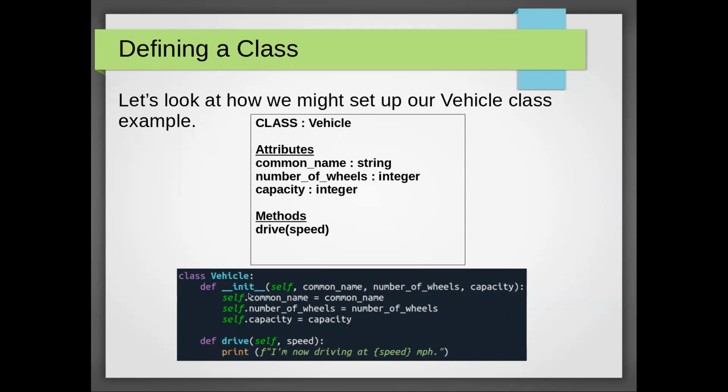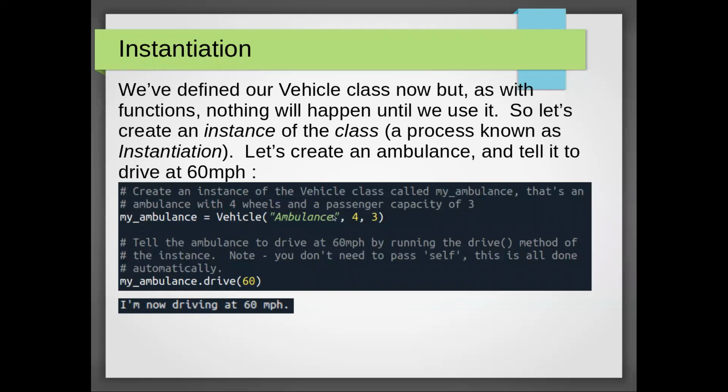So we've told it that when somebody wants to create a vehicle, it's going to be expecting a common name, a number of wheels, and a capacity. And so those are the 3 things I'm going to need to give it. So I'm giving it a common name of ambulance, number of wheels is 4, and passenger capacity of 3. So by running that line of code, it will create a copy of the vehicle class with common name ambulance. It has an attribute that says it's got 4 wheels and a passenger capacity of 3. And I can now refer to that copy of the class by this name here, my_ambulance.